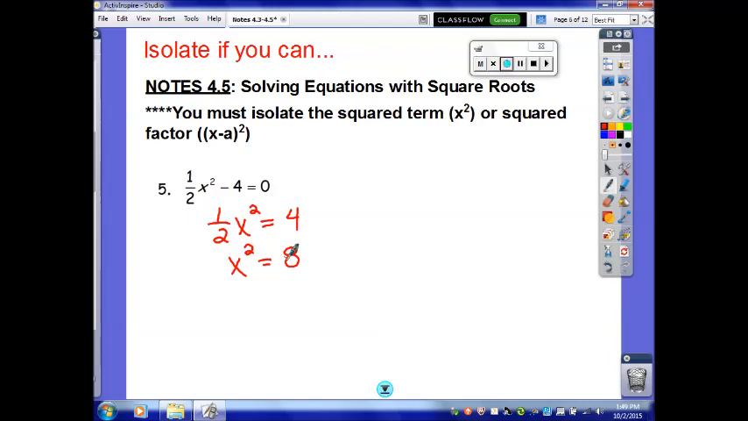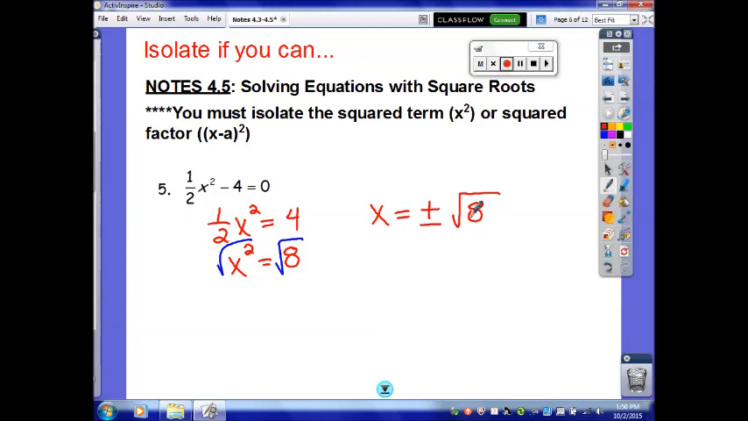Now I need to isolate x. So I'm going to take the square root of both sides. When I do that, I'm going to get x is equal to plus or minus the square root of 8. Anytime you're taking a square root in an equation, you have to remember you need that plus or minus, because that's where my 2 answers are coming from. You can square a negative and still get 8, and we can square a positive and still get that 8.